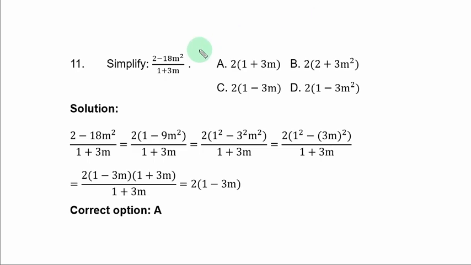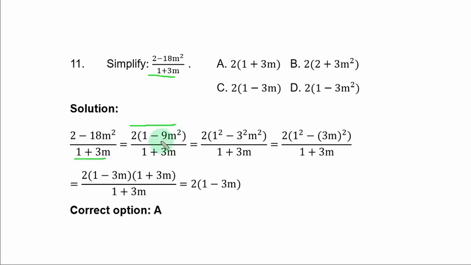Question 11. Simplify (2 minus 18m squared) over (1 plus 3m). This is the given problem. We can factor out 2 from the numerator, and you have 2 bracket open 1 minus 9m squared. Here we can look at it as a difference of two squares, because we can express 1 minus 9m squared to be a squared minus b squared.